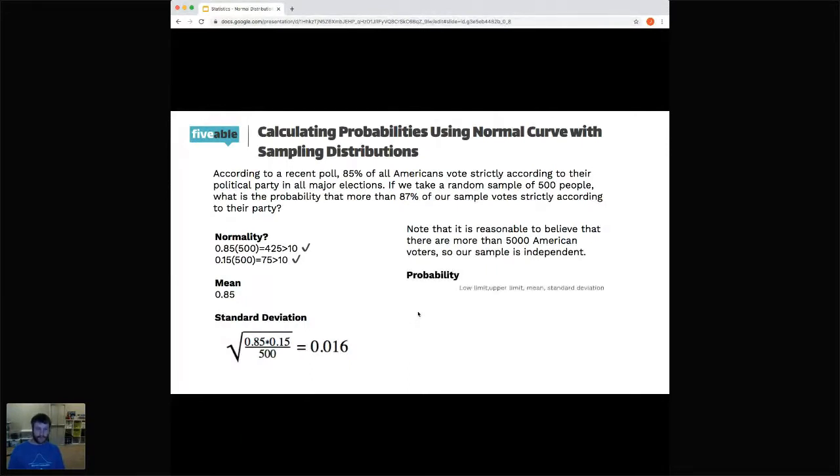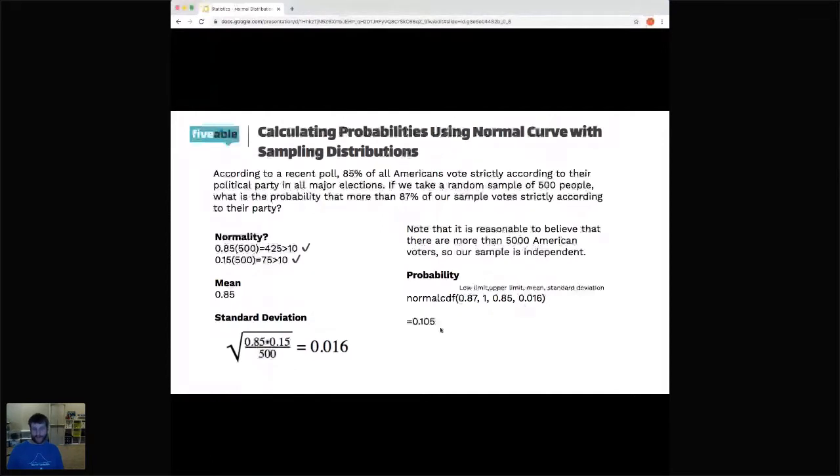So for our probability, our lower limit is 0.87. Our upper limit is 1 because that's the highest your proportion could be. This one was more than 87%. That's why we went to the right. So we're looking at a tail on the right here. Your mean is 0.85. Your standard deviation is 0.016. And that gives you a 10.5% probability.